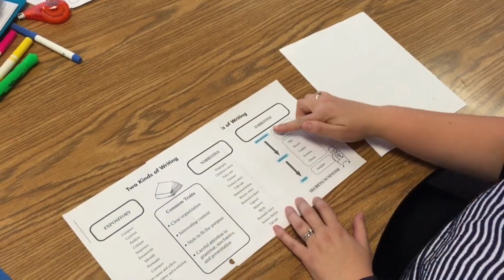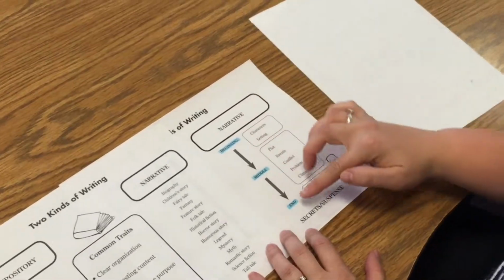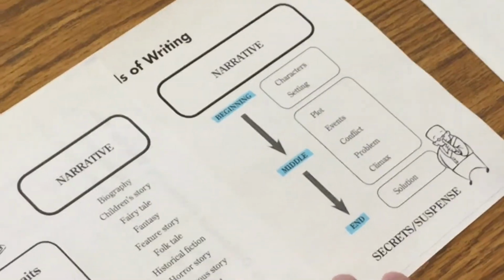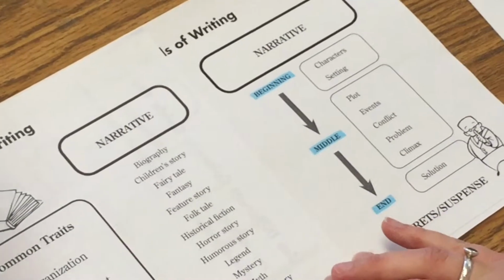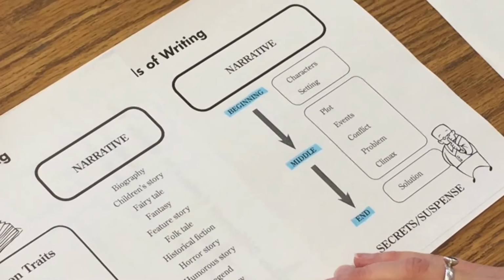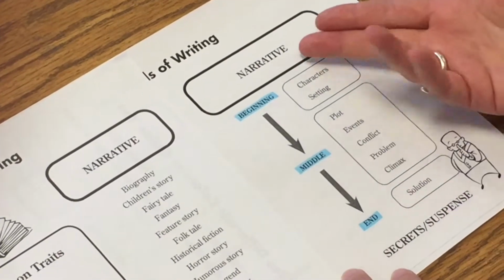So for narrative, that we usually use blue or purple for, we have the beginning, middle, and end. And to go a little bit more in detail about that, the novel units that you'll be reading, or biographies or children's stories, things that you're used to hearing as the word story, that's a narrative.